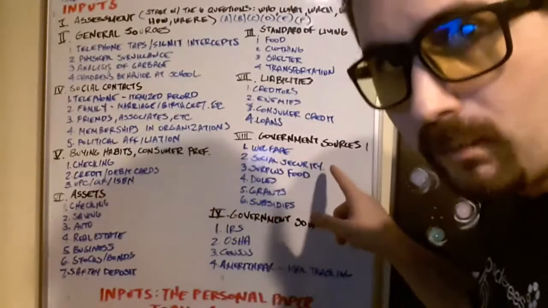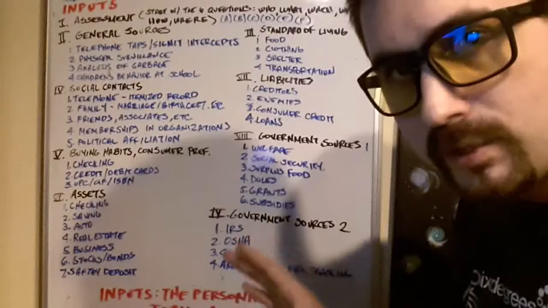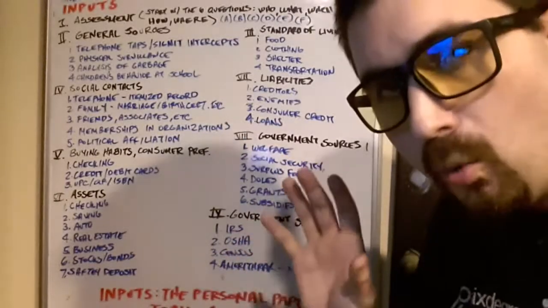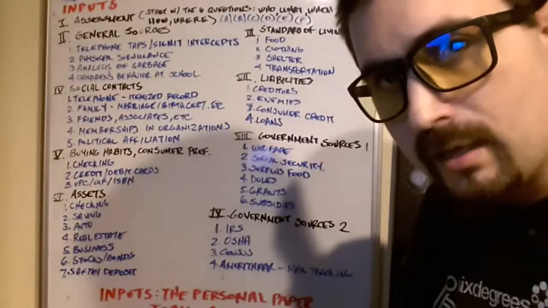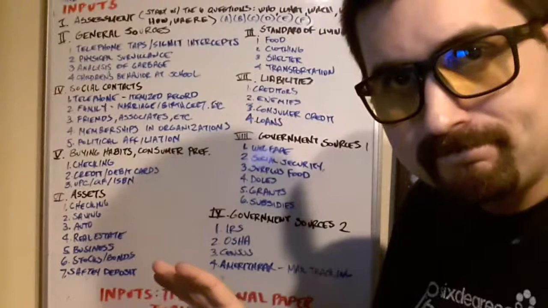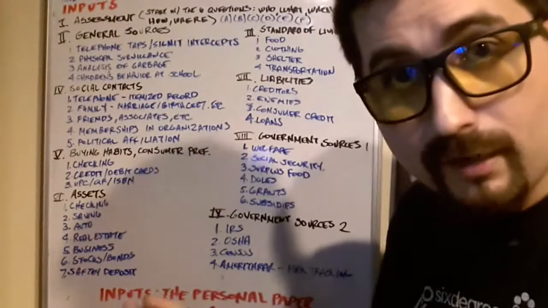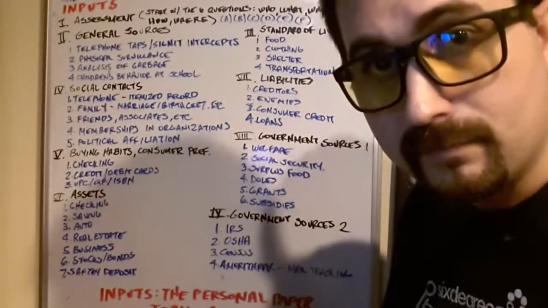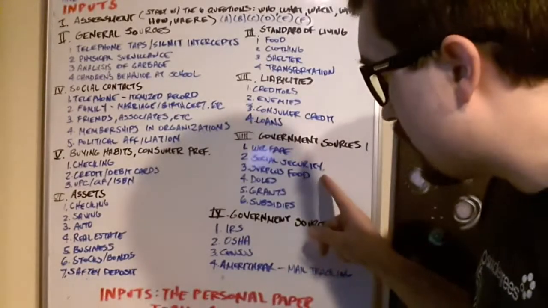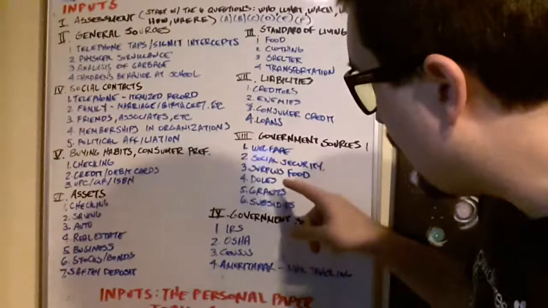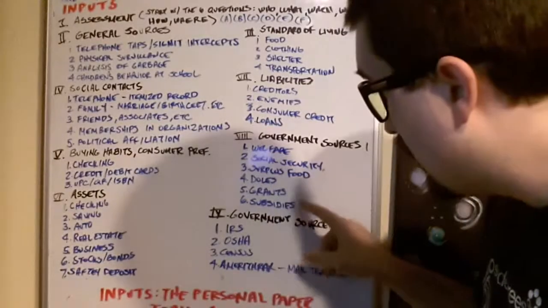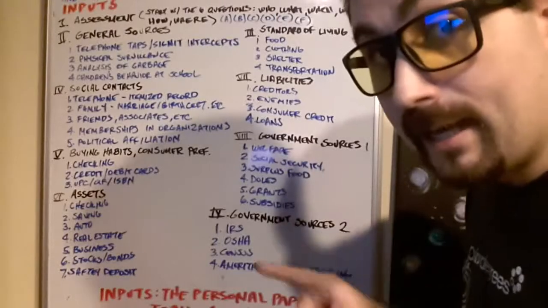Government sources part 1. I divide government sources into 2 sections. The first part is kind of like the free lunch or whatever the government's handing out. So you got welfare, Social Security, surplus food, anything that's any doles, any grants, any subsidies.